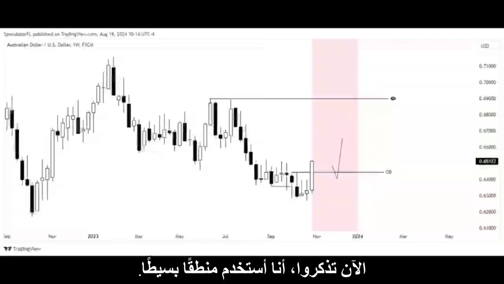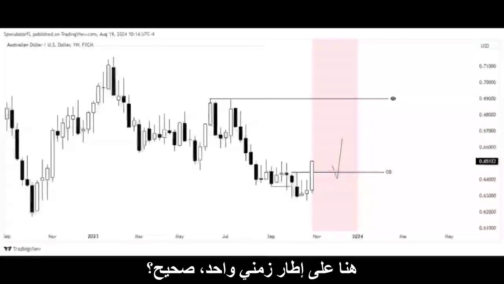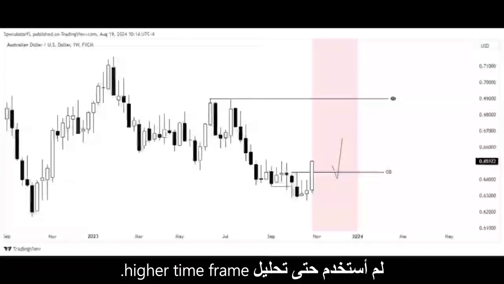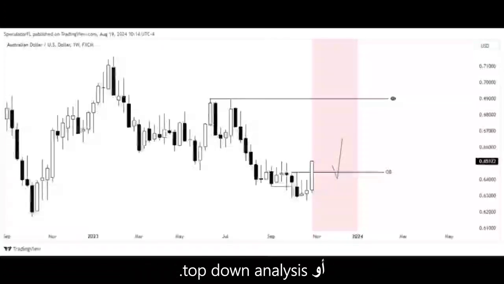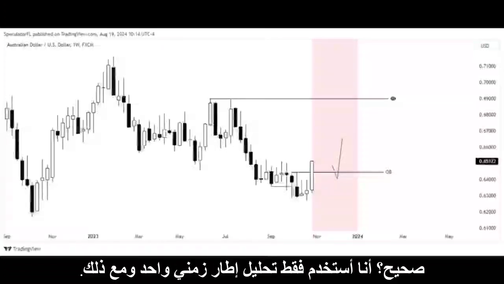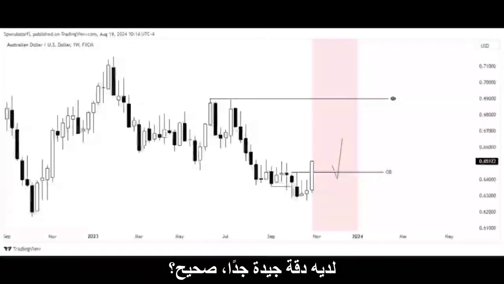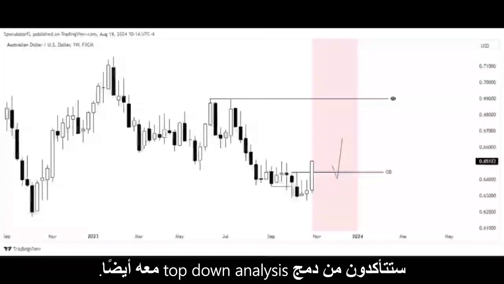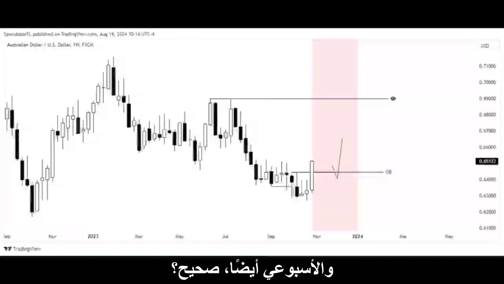Now remember, I'm just using simple logic here on a single time frame. I haven't even used higher time frame analysis or top down analysis. I'm just using a single time frame analysis, and still it has such good accuracy, right? But remember, when you're using it in your analysis, make sure to integrate top down analysis with it too, and integrate the monthly and the weekly analysis as well, right?